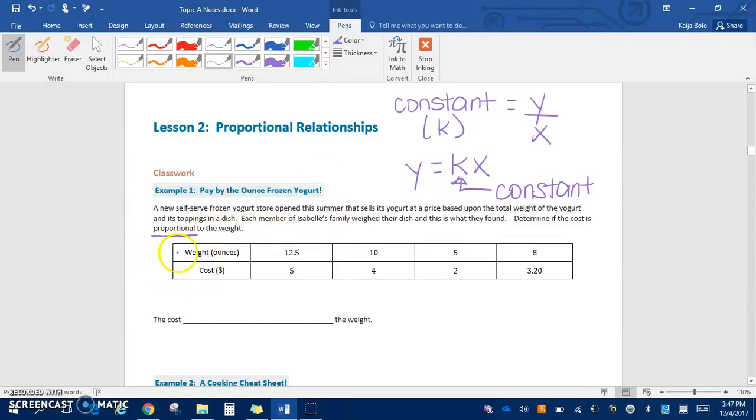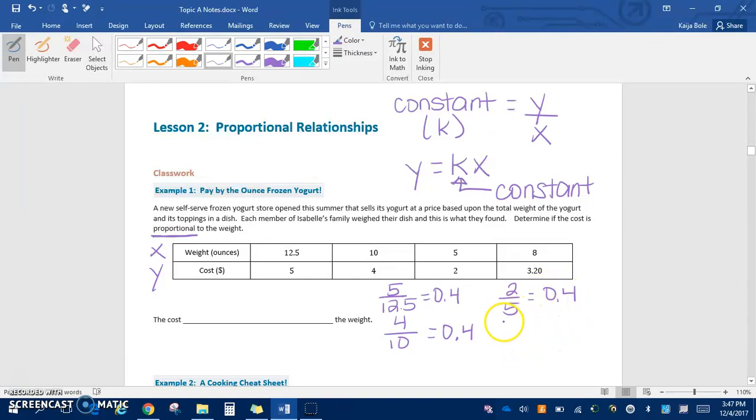In these tables, the first value is always going to be x, and the second is going to be y. We're trying to figure out if it's proportional, so we have to see if there's a constant. We're going to start calculating here, y over x. First we have 5 over 12.5, which in your calculator you would get 0.4. Now we're going to check 4 divided by 10, which you would get 0.4. Now we're going to check 2 over 5, which in your calculator again is 0.4.